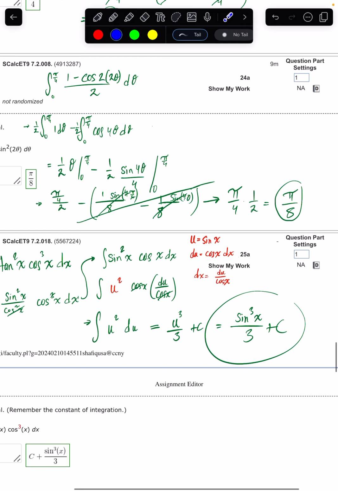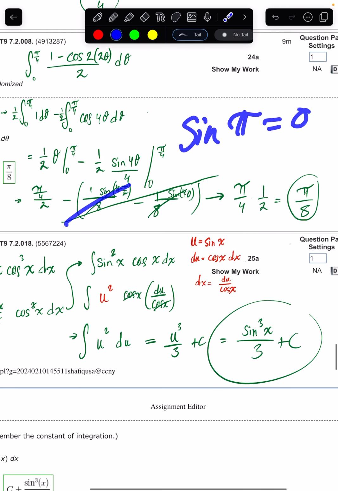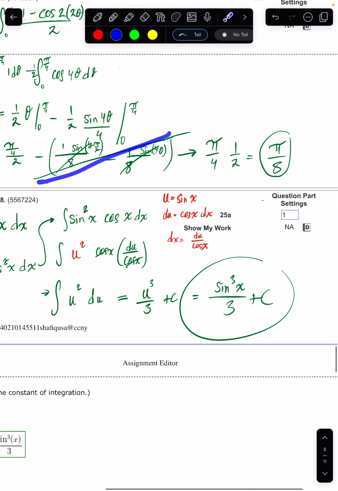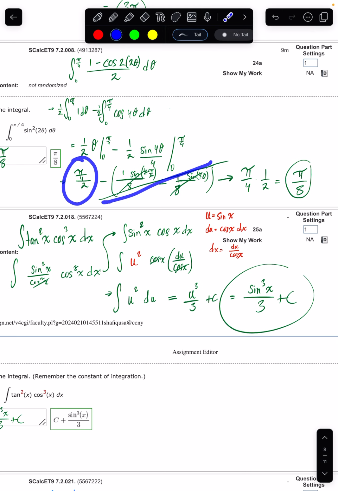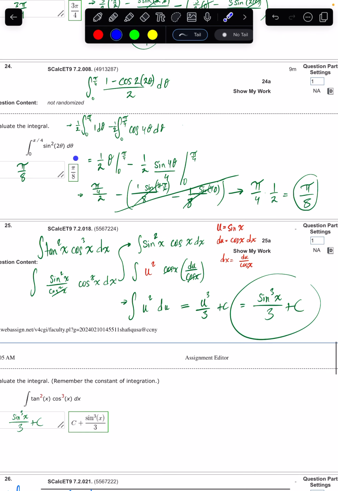Oh, and apparently, oh yeah, that makes sense because it's 4 theta. 4 times pi over 4, these 4s cancel out, and you're left with sine of pi. And we know that sine of pi is 0, so this has become 0. It doesn't even matter what we're dividing by. And sine of 0 is just 0. So this whole thing crosses out, and you're just left with pi over 4 times 1/2, which is pi over 8. Yep, and that's your answer.